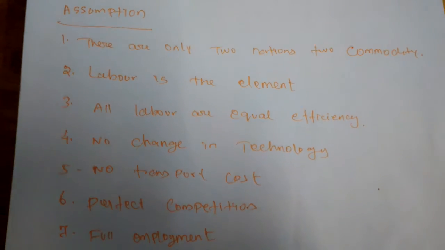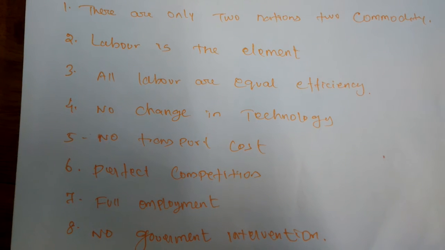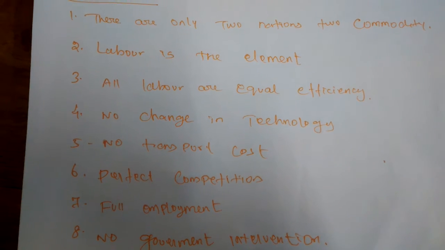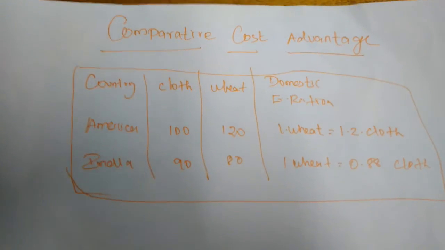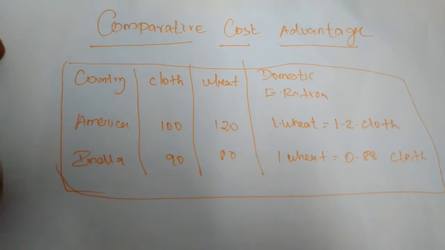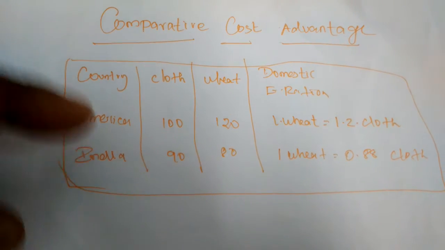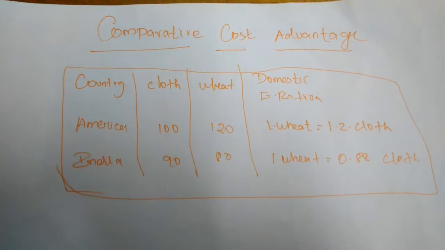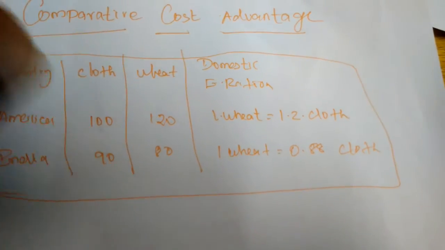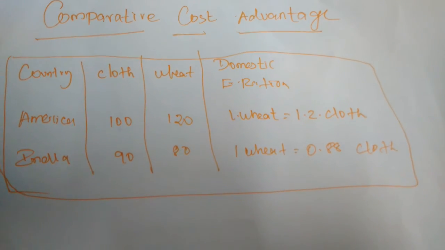Next, the illustration. Ricardo's theory of comparative cost can be explained with a hypothetical example of the production cost of cloth and wheat in America and India. The comparative cost advantage can be easily explained by seeing this schedule. One column gives the countries, and the next columns are cloth, wheat, and the domestic exchange ratio. This is important, because on the basis of the exchange ratio we can identify the comparative cost advantage.